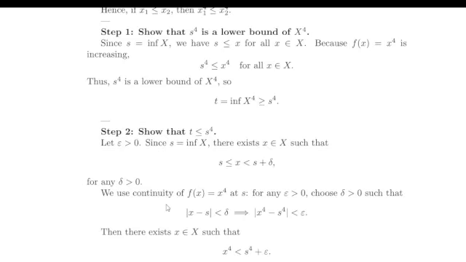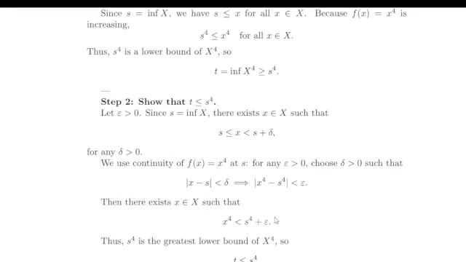So then we use continuity of f of x equals x to the fourth at s. We have for any epsilon greater than 0, choose delta greater than 0 such that if the absolute value of x minus s is less than delta, that means that the absolute value of x to the fourth minus s to the fourth is also less than epsilon. Okay, so we know that x to the fourth is continuous, so this must be true by the definition of continuity. Then there exists an x in X such that x to the fourth is less than s to the fourth plus epsilon.